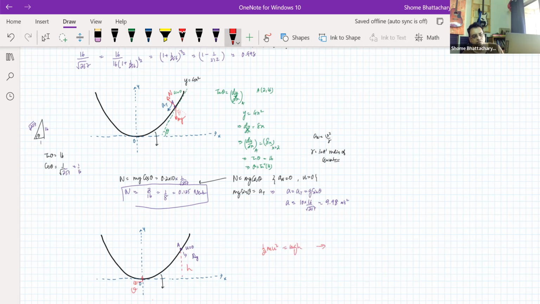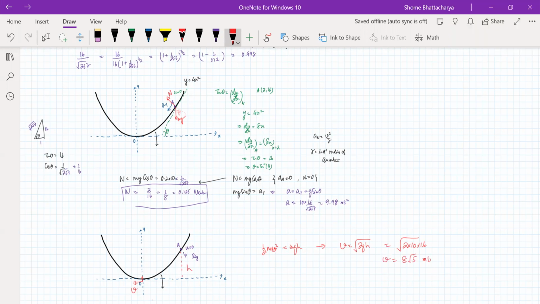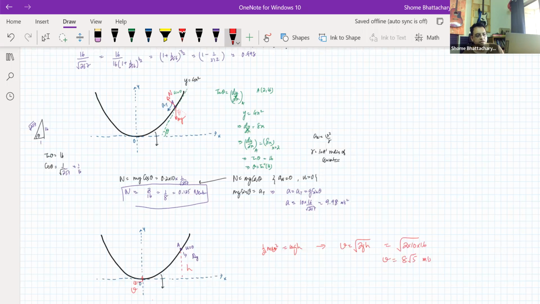So v at the lowest point will be square root of 2 into 10 into 16 meters. So that is almost 8 root 5 meters per second. So how did we get 16? Because the y coordinate was 16 at A. I remember the point A. Yes, sir. At a y coordinate of 16 and x coordinate of 2.